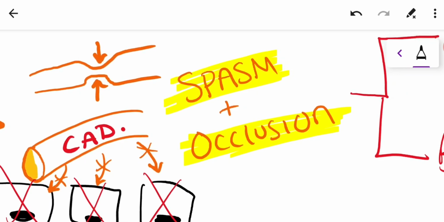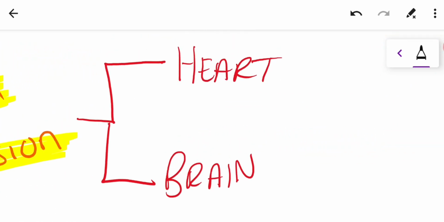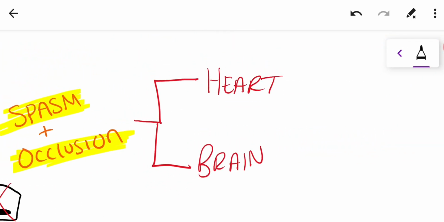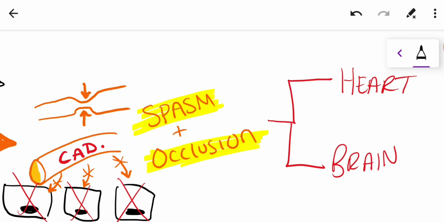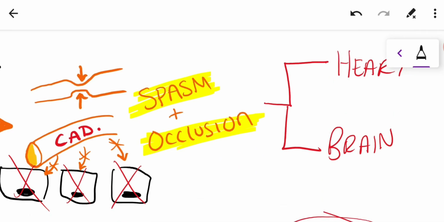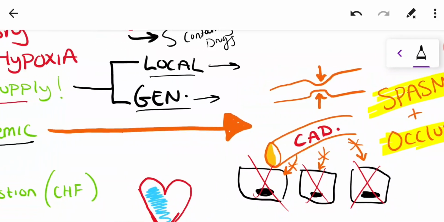Okay. What are the two organs which are heavily affected by ischemia? Can you think? There's two. It's heart and the brain. All right? These two organs are heavily dependent because they require a lot of glucose. And because they're heavily active, they require oxygen, a lot of it.